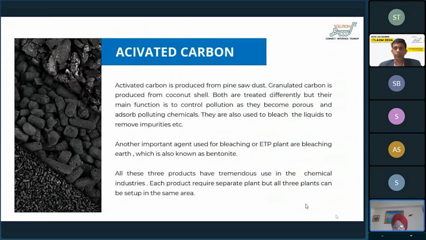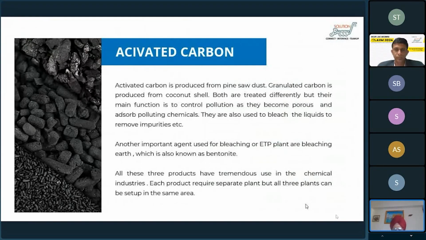And another function is to control pollution. It is also possible that air pollution can be controlled with activated carbons, because they become porous when they are activated and they absorb the polluting chemicals. They are also used to bleach liquids and remove impurities. Another important agent used for bleaching or in effluent treatment plants is bleaching earth, which is also known as bentonite. This bentonite is also very useful for many industries where purification or treatment of effluents is required.